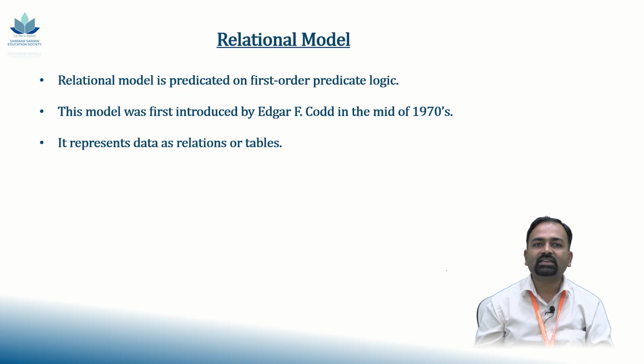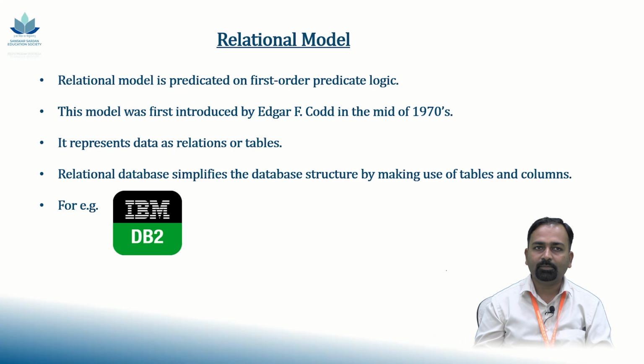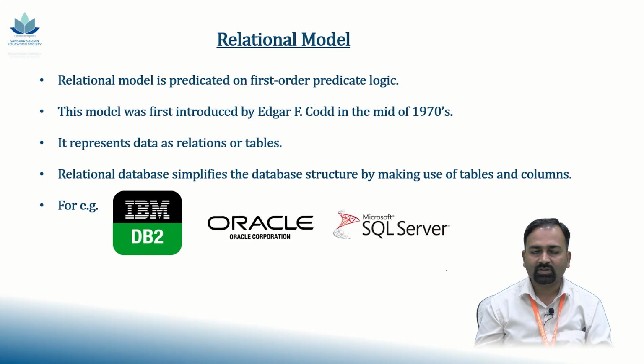That means here data actually gets stored in terms of tables. A relational database simplifies the database structure by making use of tables and columns. Whenever we store the data in terms of a table, it will include rows and columns. For example, software like DB2 developed by IBM, Oracle developed by Oracle Corporation, and MS SQL Server developed by Microsoft are some software which are based on the relational data model.